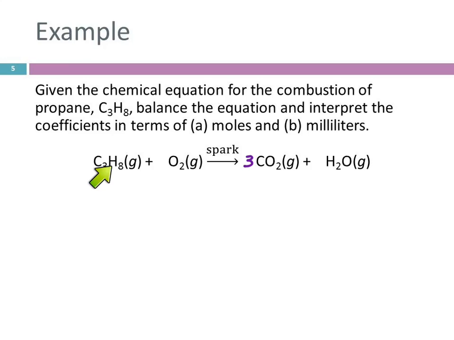And next we should look at the hydrogens. There's 8 here, and there's 2 there. If we multiply that by 4, we'll get 8. Now we have a total of 4 oxygens here, and 3 times 2 is 6. 4 and 6 is 10. And so I need a 5 here. And now I have a balanced chemical equation.